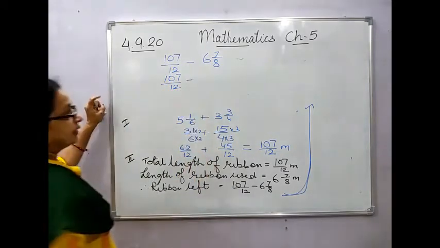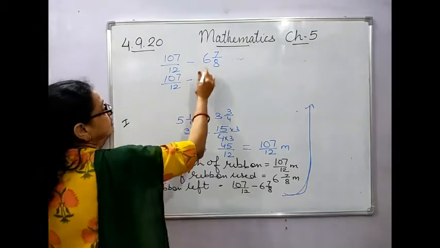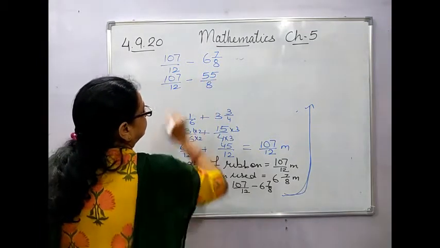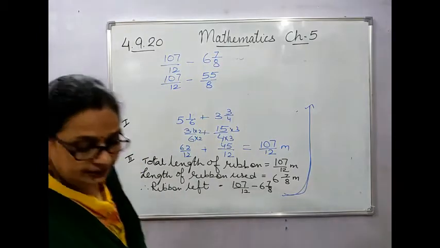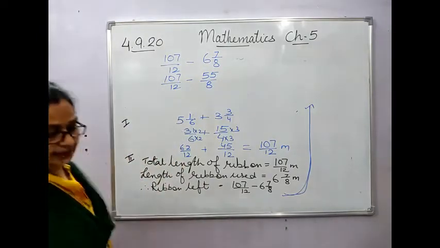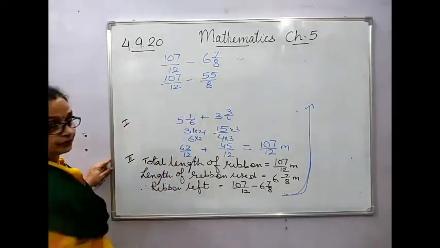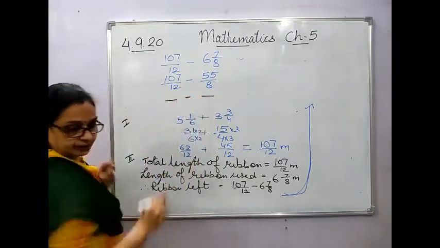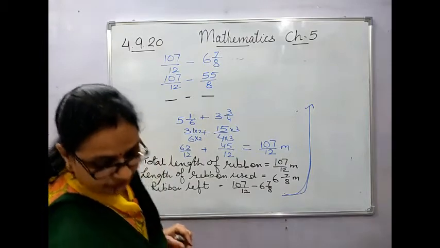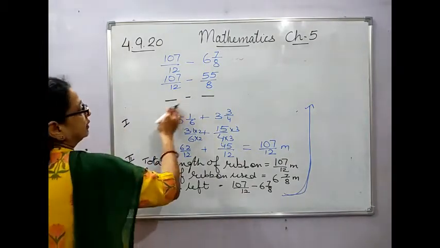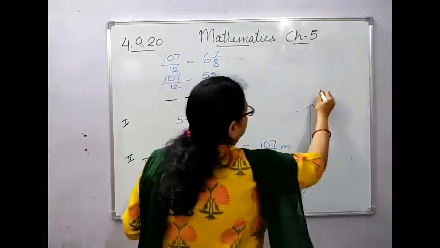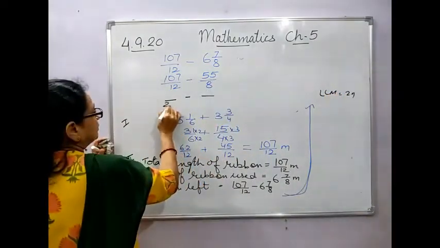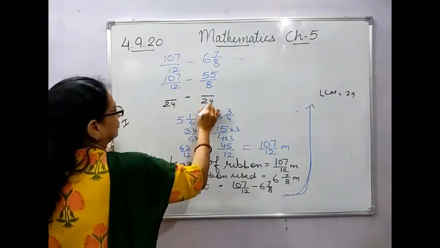6 6s are 48, 48 and 7 is 55. Now you take the LCM. If we take the LCM of 12 and 8, it will be 12. You can check it, I am writing it directly. No, it will be 24, sorry. The LCM will be 24.